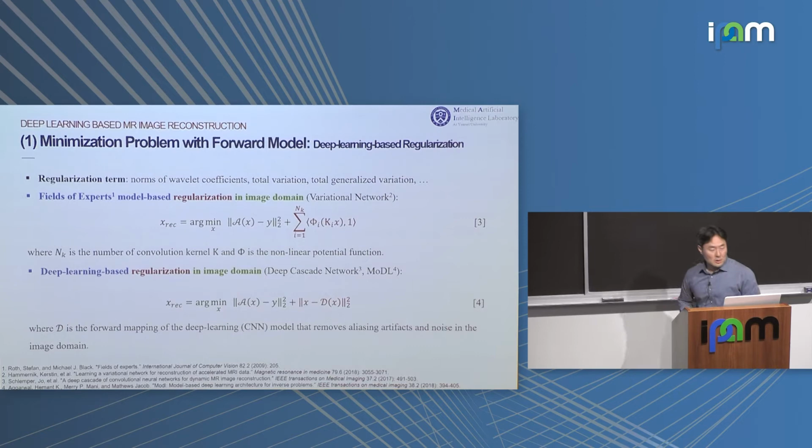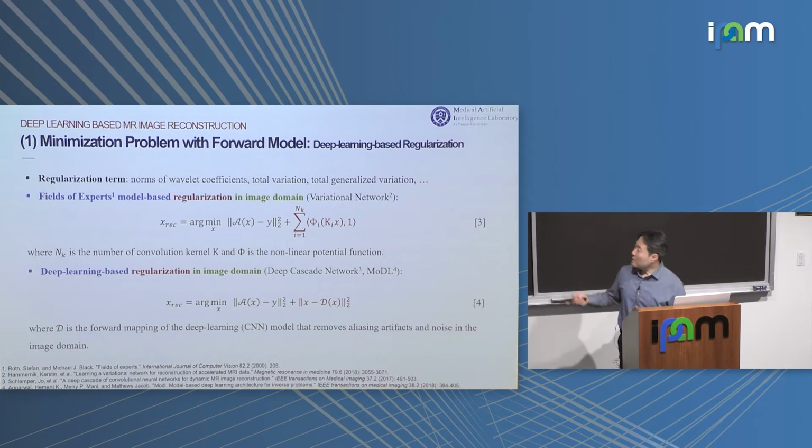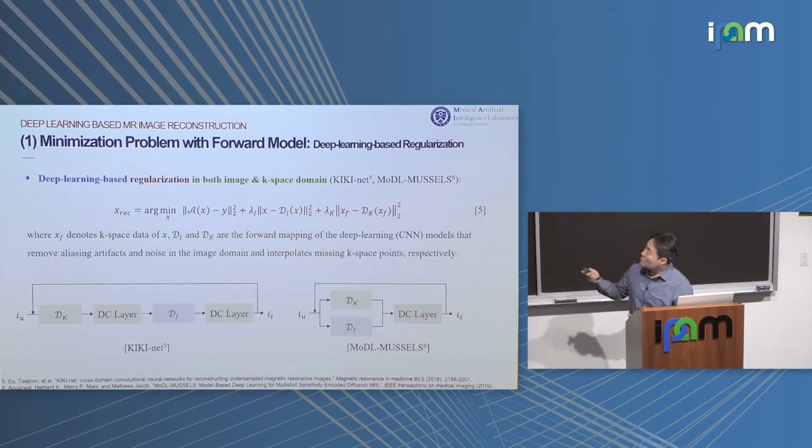And this variational network, done by Hammernik et al., resulted in very successful results on many different acquisition schemes. And another work, the deep cascade network and model-based deep learning scheme, also follows a similar formulation with a slightly different representation of the regularizer. And they all gave good results. And also, the dual domain or cross domain approach, like KIKI-net or the model-based deep learning methods, since they are using the image domain and the k-space domain in their reconstruction, they put this regularizer term in the image domain and also in the k-space domain as well.